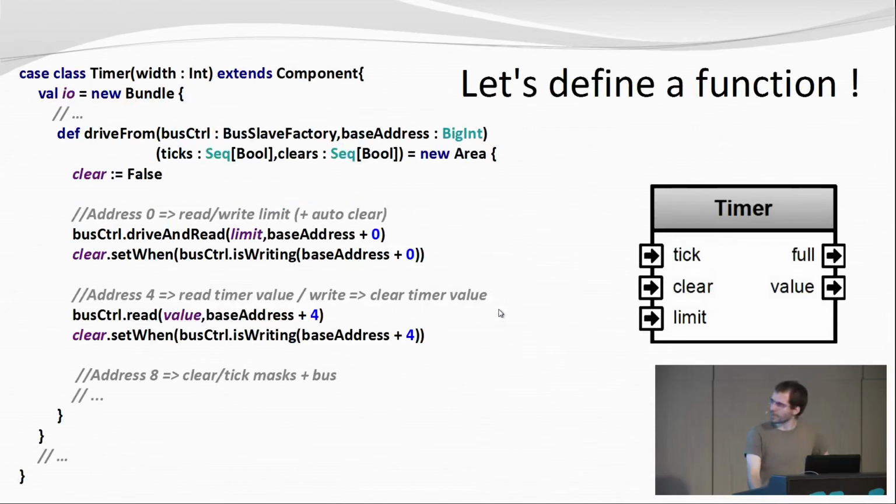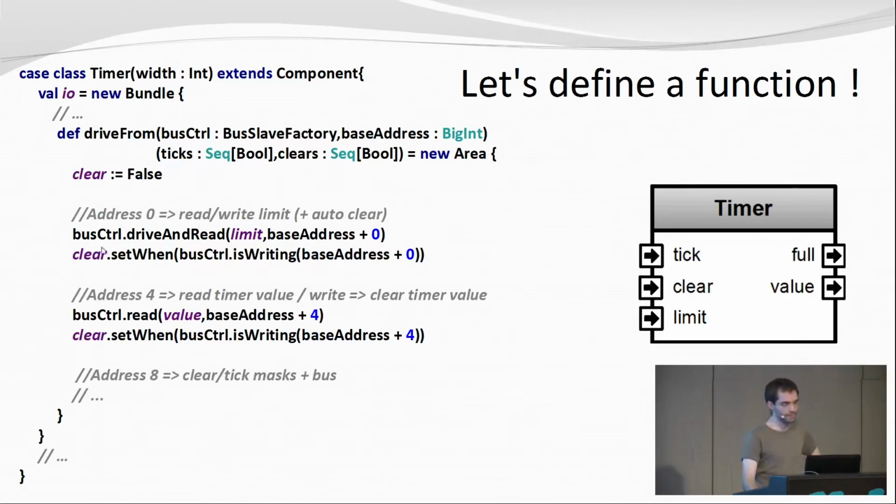And there you go. Okay. So for instance, in our timer component, in the bundle data structure which defines IO, we can add a new function that could be used to say, I want to derive this timer component from a memory bus slave factory, at a given base address in the mapping of this bus. And you can also specify a list of signals which could make your timer tick. You can also give a list of clear signals to say that they can clear it.